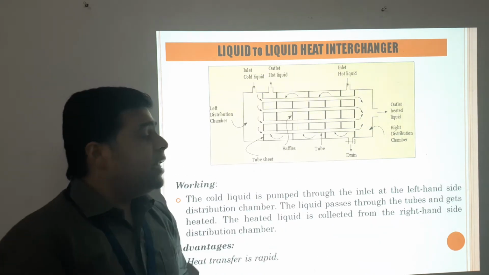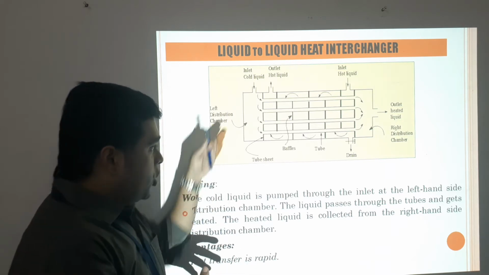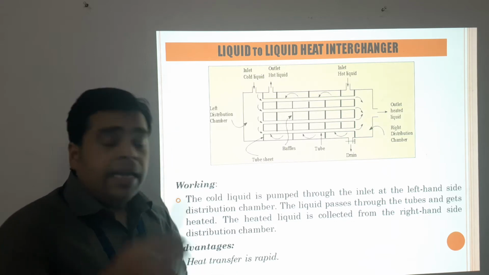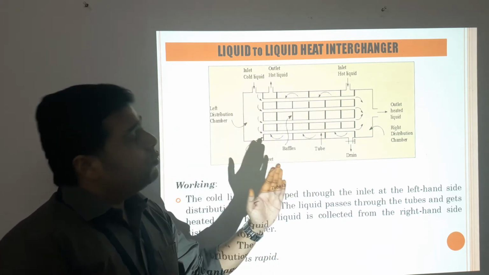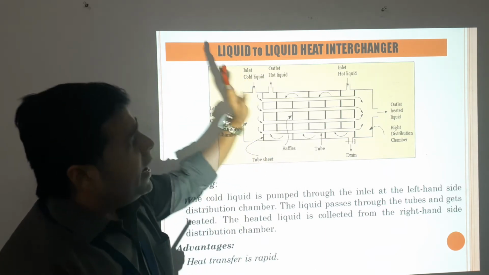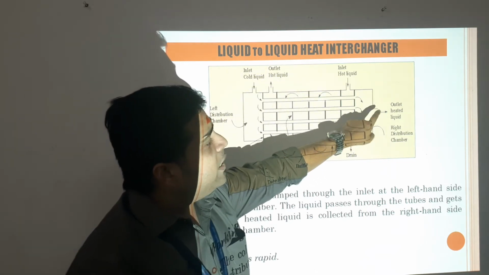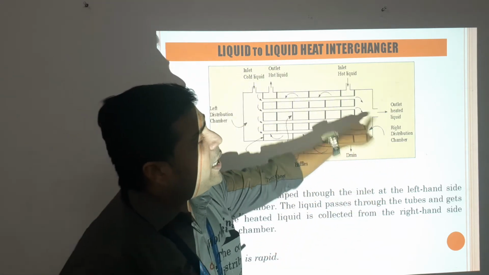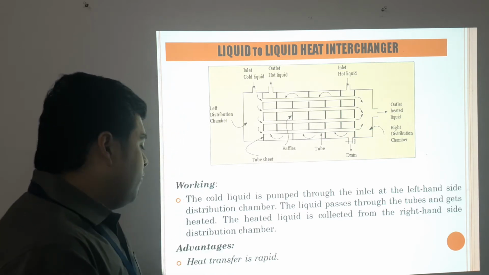The cold liquid is then pumped through the inlet at the left hand side distribution chamber. The liquid passes through the tubes and gets heated. The heated liquid is then collected from the right hand side distribution chamber. So this is the cold liquid inlet at the left distribution chamber, and this is the outlet of the heated liquid after the heating process has happened, and it is being collected from the right distribution chamber. Come to the advantages.